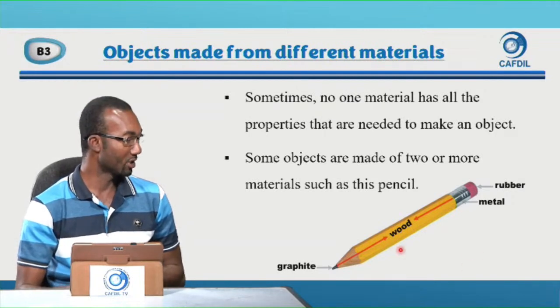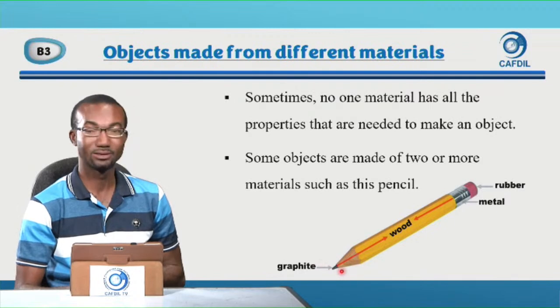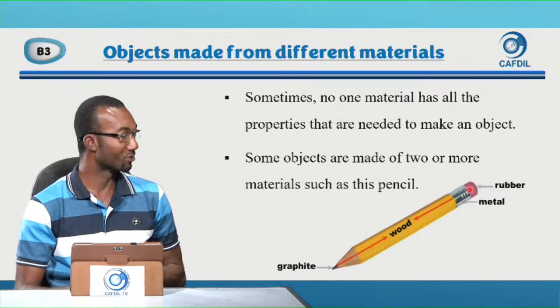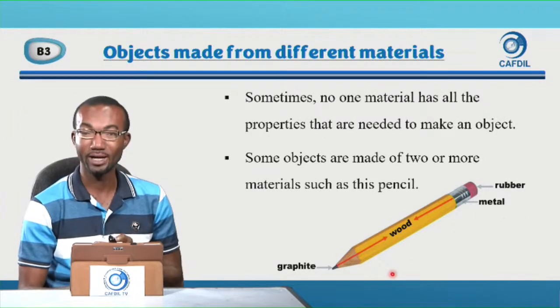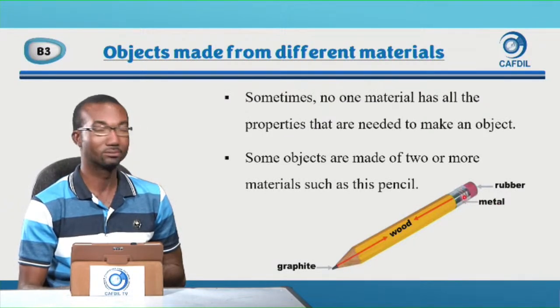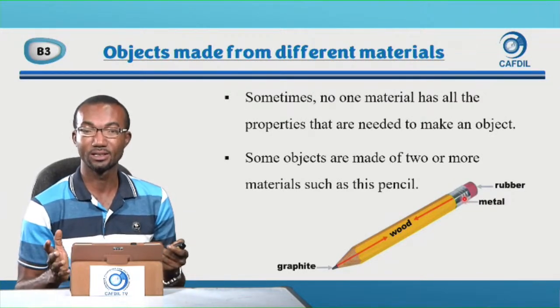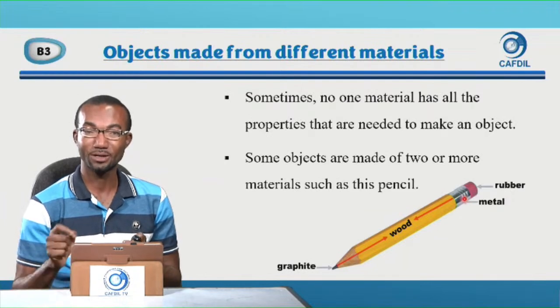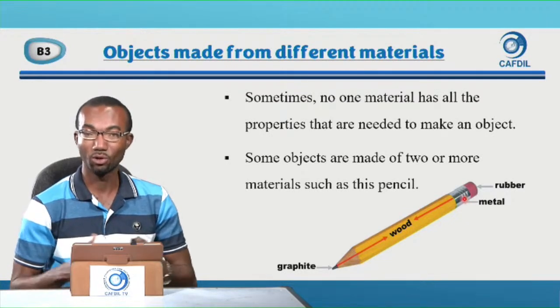So children, assuming this pencil was only made up of wood, how can you use it to write? How can you use it to erase when you make a mistake? A wood cannot erase your mistakes from your book. You cannot use a wood to write in your book. Assuming this is made of only metal, how can you use it to write? It will even tear all the sheets inside your book. If you want to use metal to erase, you can imagine what will happen to the sheets in your book. They all tear apart.